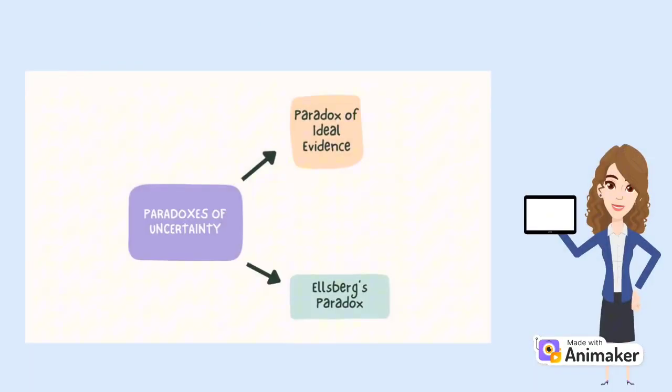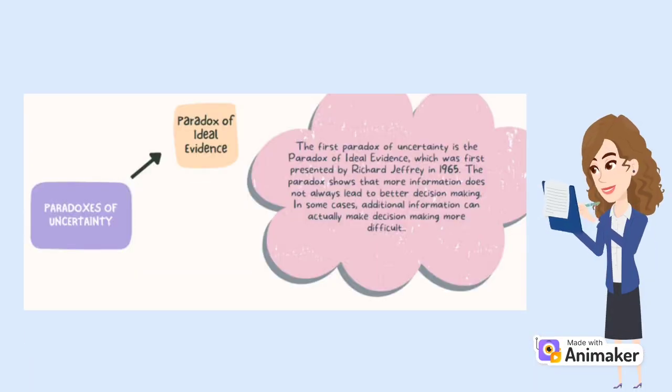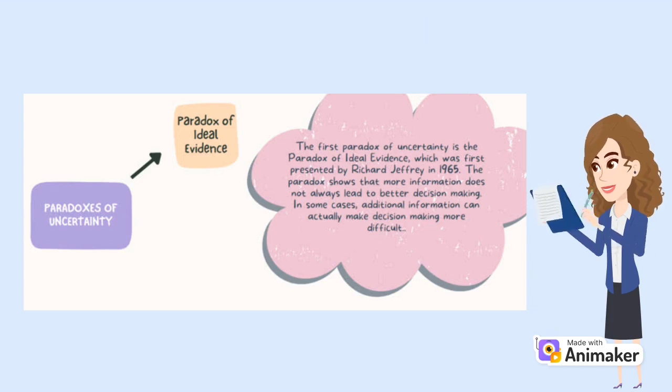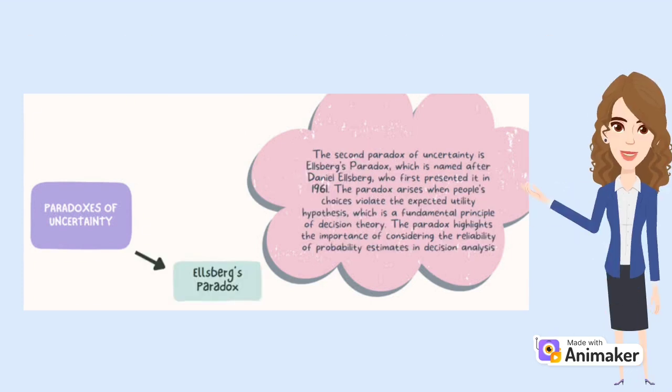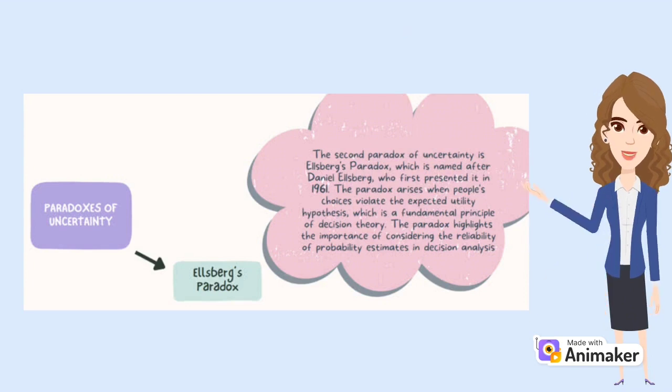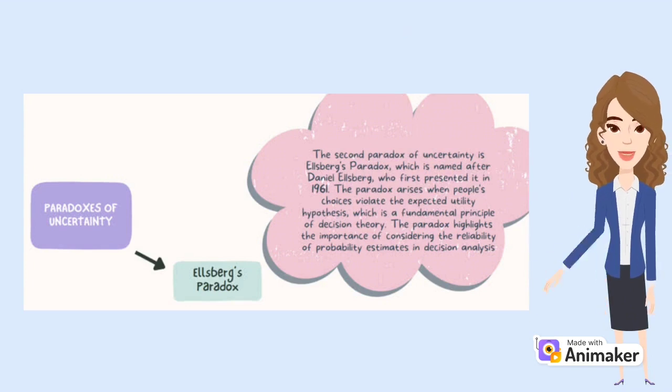The 2 paradoxes of uncertainty. The first paradox of uncertainty is the paradox of ideal evidence, which shows that more information does not always lead to better decision making and can sometimes make it more difficult. The second paradox is Ellsberg's paradox, which arises when people's choices violate the expected utility hypothesis and highlights the importance of considering the reliability of probability estimates in decision making.